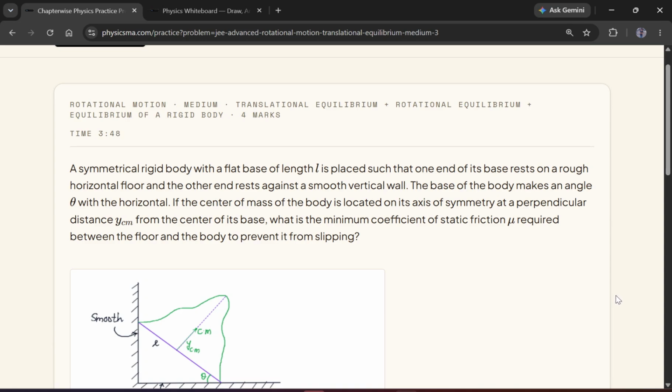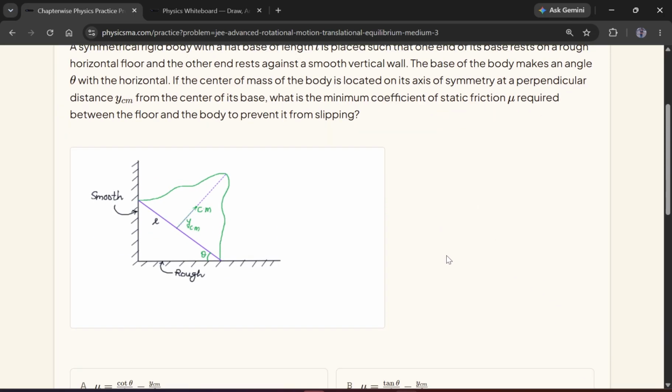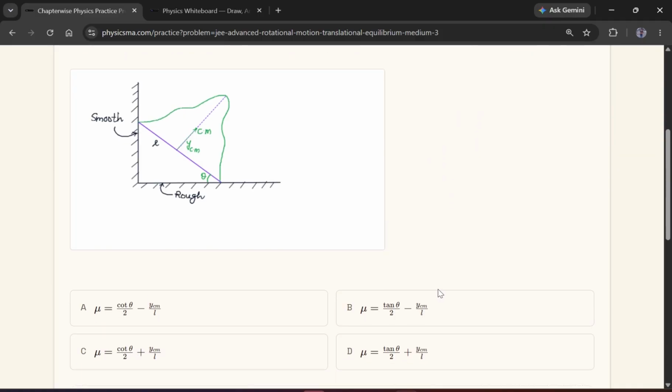So here I have uploaded a very nice question on physicsma.com in the JEE Advanced section, practice problems. You can practice a lot of problems, very nice problems I have uploaded. And you can see this problem over here. I will be studying this problem and we will be solving it.